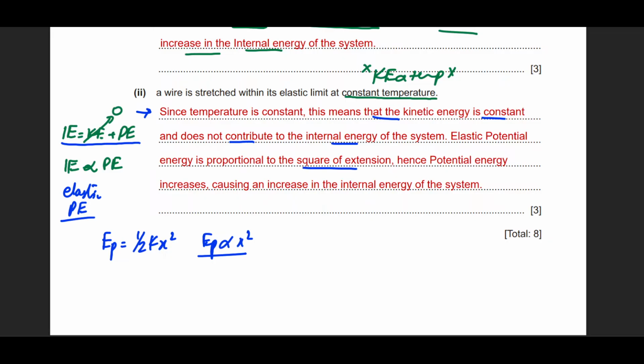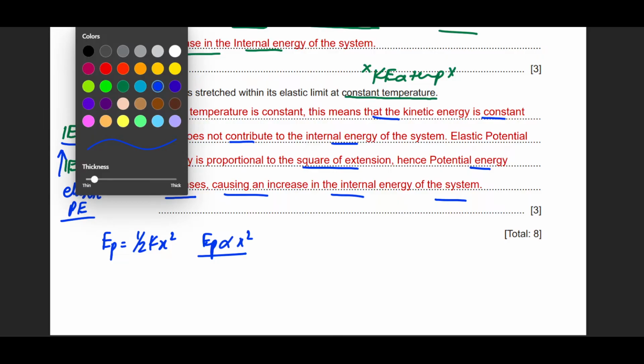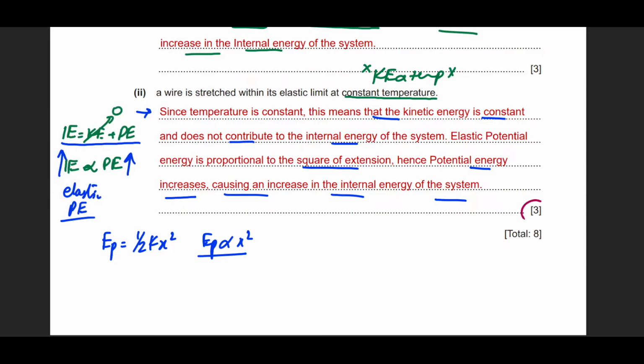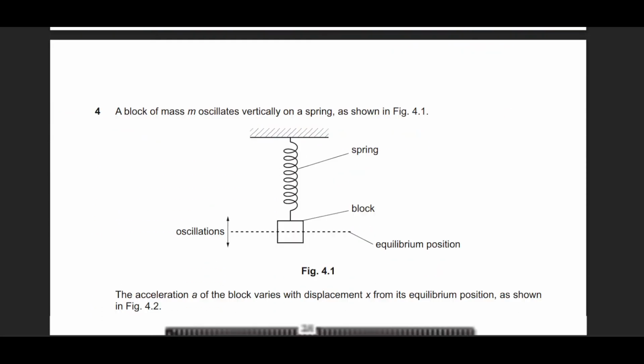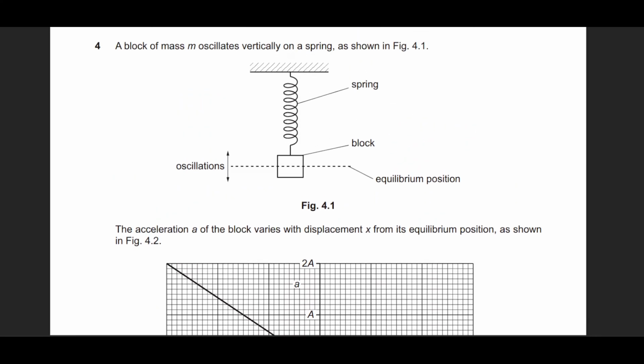So energy is proportional to the square of extension, hence the potential energy increases, and if potential energy increases, simply put, internal energy also increases, causing an increase in internal energy, right? So I hope that we understand this question and how to answer this question and how to get 3 marks for this. All right, question number 4 is a simple harmonic motion.